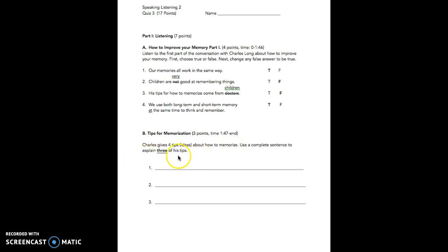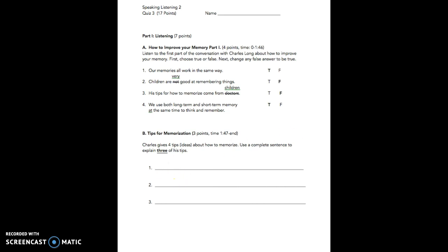So I want you to explain 3 tips, ideas about how to memorize. Not exactly his examples, not exactly what he did, but tips that you can tell other people. What should you do to memorize? And you're going to choose 3. So you can choose the 3 that you understand the best. You don't have to write one if you really don't understand it.